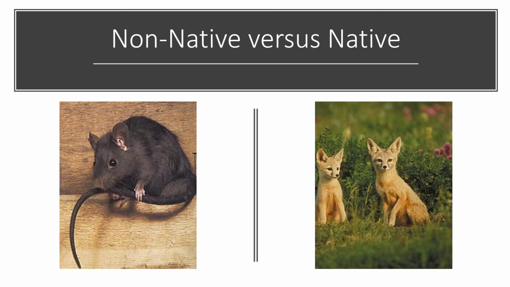So there you go, some pictures we got. On the left, our Norwegian roof rat, and on the right, the adorable San Joaquin kit fox that evolved here in the valley.